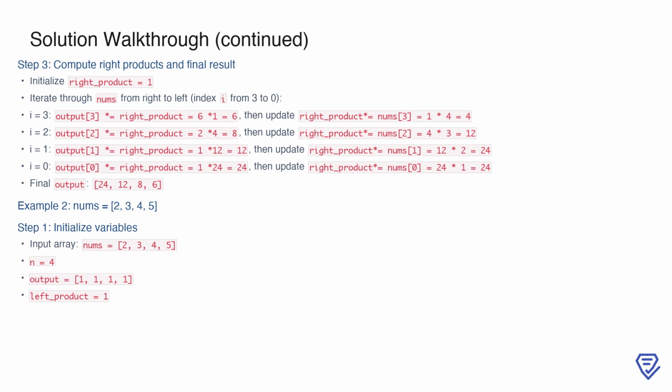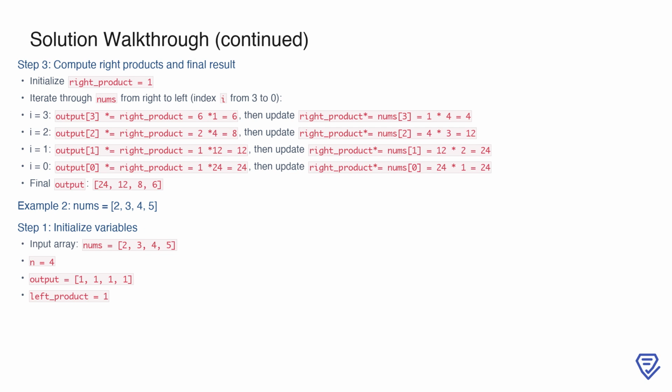At index 2, output 2, which is 2, is multiplied by the updated right_product 4, giving us 8. Then, right_product is updated to 12 by multiplying it with nums 2. At index 1, output 1, which is 1, is multiplied by right_product 12, resulting in 12. Right_product is then updated to 24 after multiplying it with nums 1.